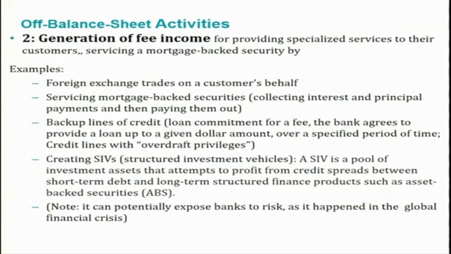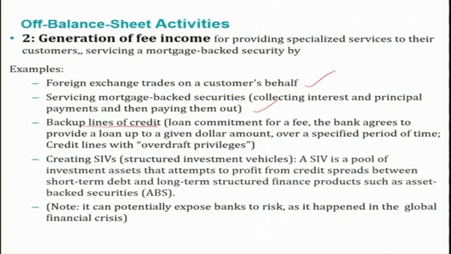The second one is generation of fee income for providing specialized services to their customers, such as servicing a mortgage-backed security. There are several examples of that. One is foreign exchange trades on customers' behalf. Through this foreign exchange trade, banks make fee income, and this activity will not be reported in the balance sheet. Another is servicing mortgage-backed securities, that is, collecting interest and principal payments and then paying them out. Banks also provide backup lines of credit.